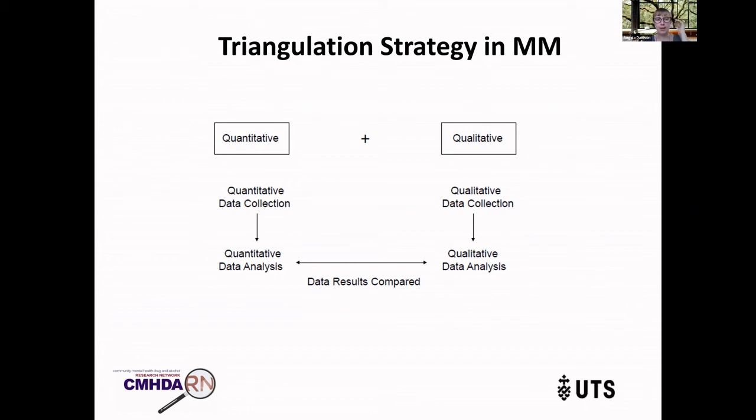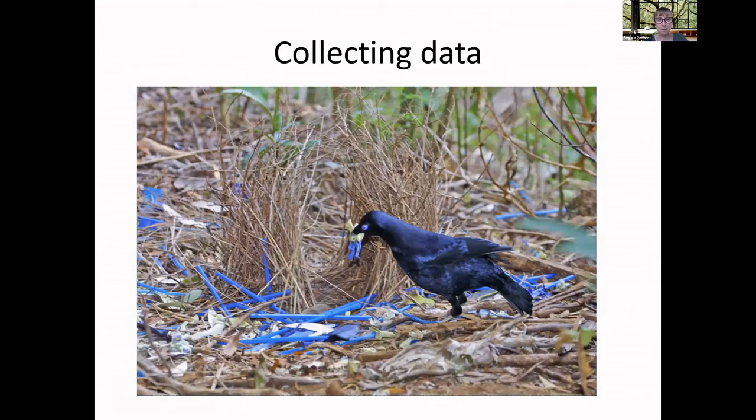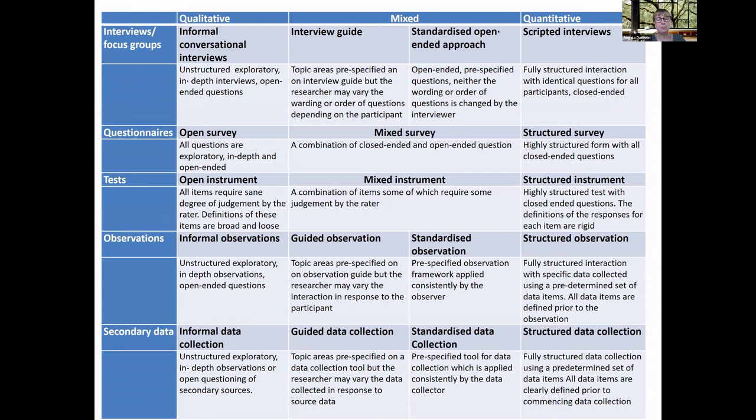Now, it's a gorgeous satin bowerbird. We collect data, we collect lots of it, and it is often overwhelming. But just to reiterate the different types of approaches to collecting data across quantitative, mixed methods, and qualitative research. As you can see, as you move from the qualitative to the quantitative, things become more structured and more formal, and the surveys become more closed. The instruments become tighter. The observations become formal and structured.